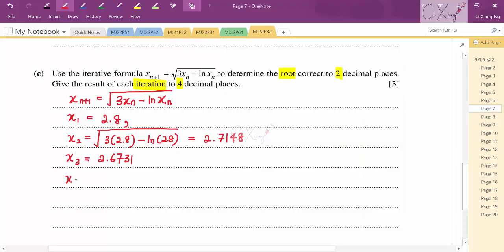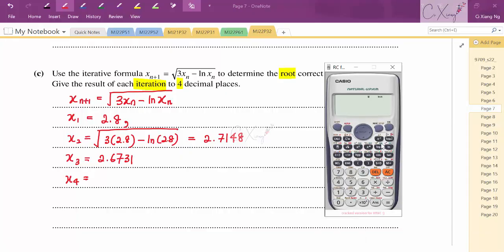All right, then let's say we try x4. To get the x4, substitute x3 into the iteration formula. So in our calculator, we can actually type in the formula. You can see that we have this one where it is the square root of 3x^n minus ln xn. So we key in the formula here: square root 3x. To get the x, you click alpha, then close bracket, then minus ln x. Okay, so this is my iteration formula in general.